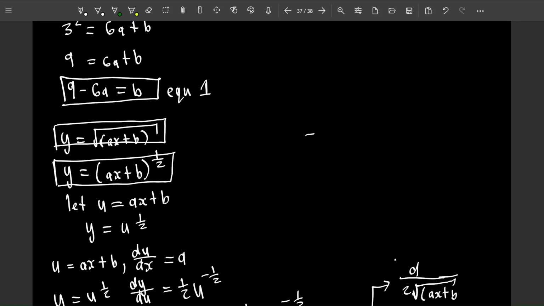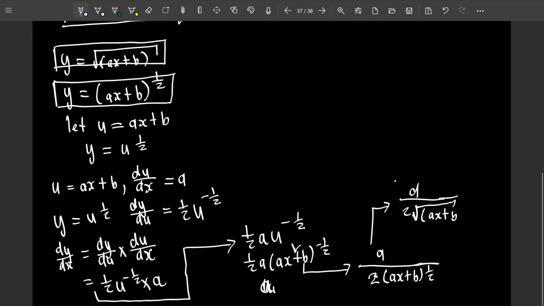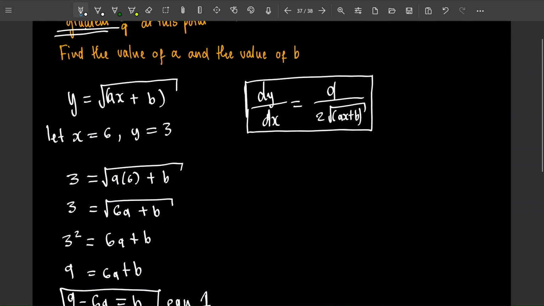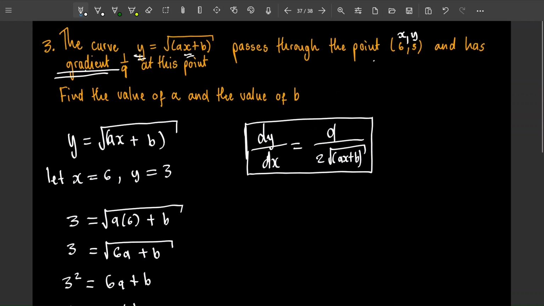Okay. And then, what are we going to do? Once it's like this, we now have our dy dx. Where did we write it? Yeah, we wrote it here. We have our dy dx. Now we were told that dy dx was 1 over 9 at the point (6, 3). You have to be told the point. Remember, you can't get the gradient as a number unless you know where, because gradients of curves keep changing.